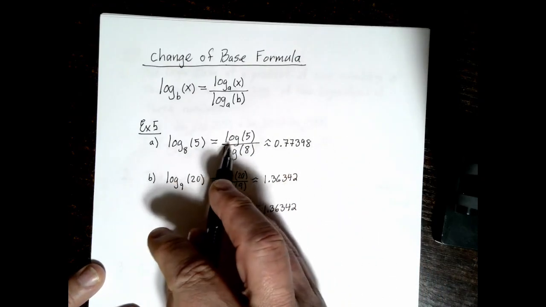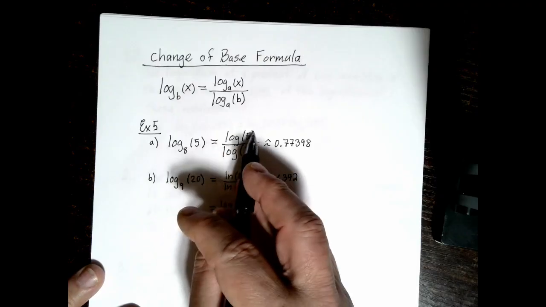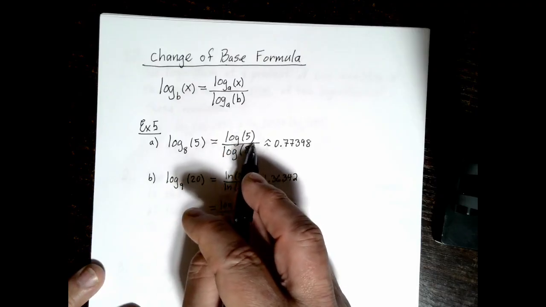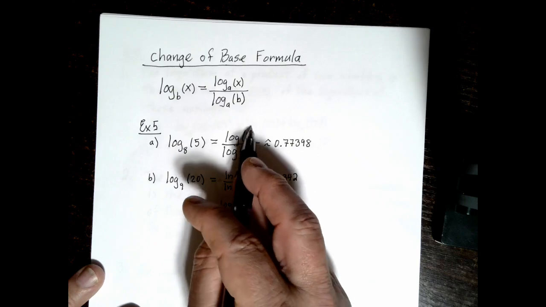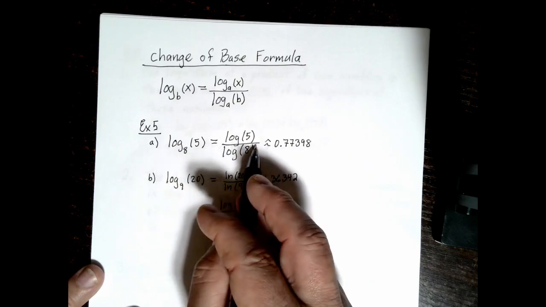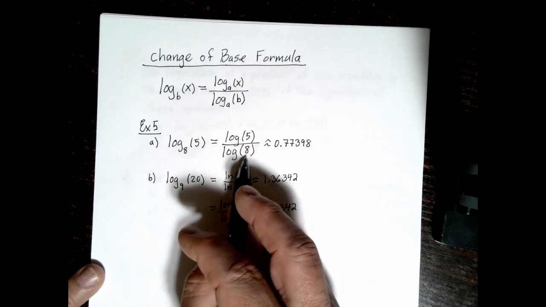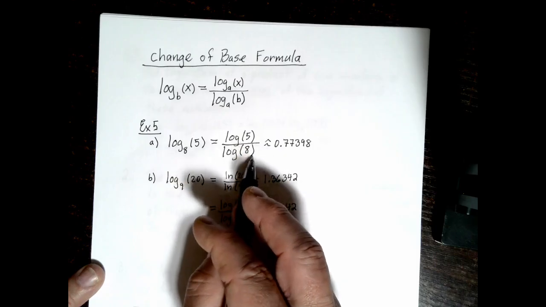Now when you type this in, you type in log and then 5, and then you have to close that with a parentheses. It's the parentheses right above the 9. Then you hit the division key, then log, type in the 8, and then you have to close it with a parentheses.